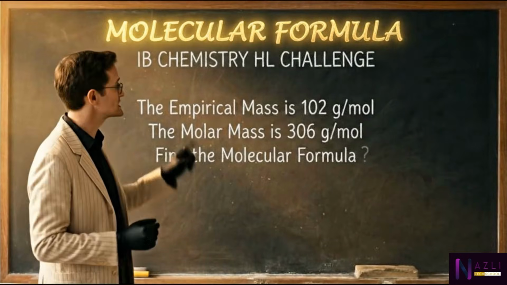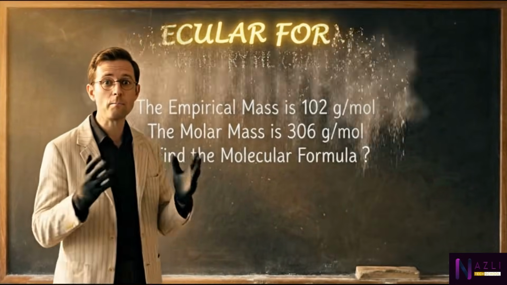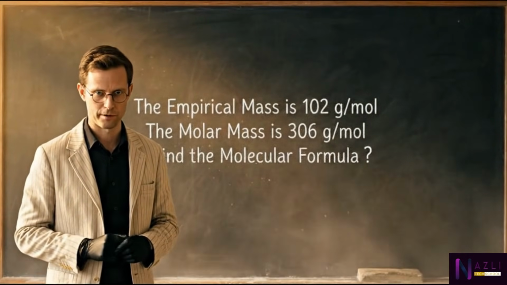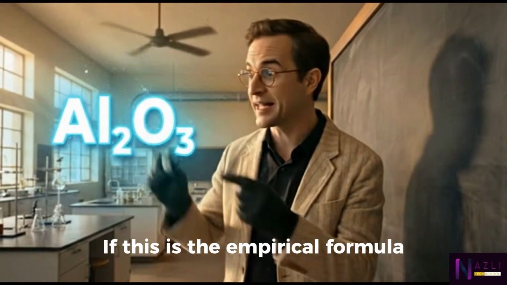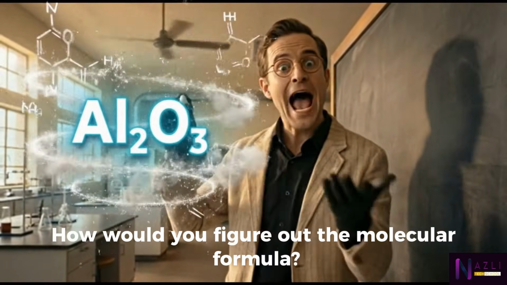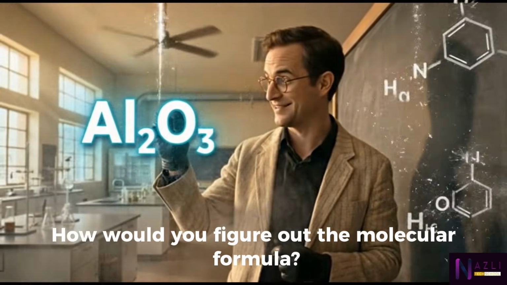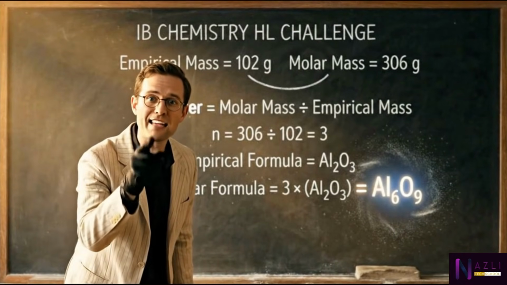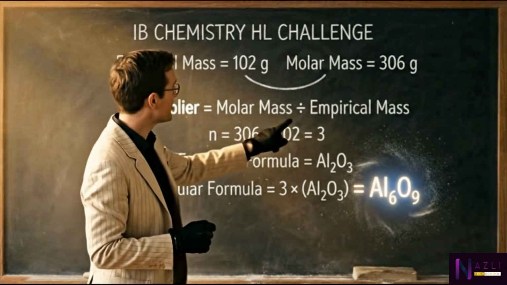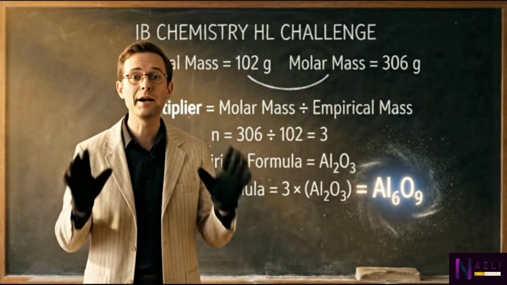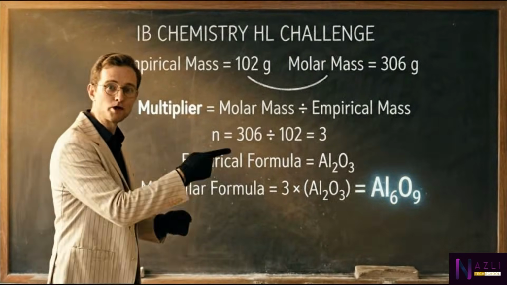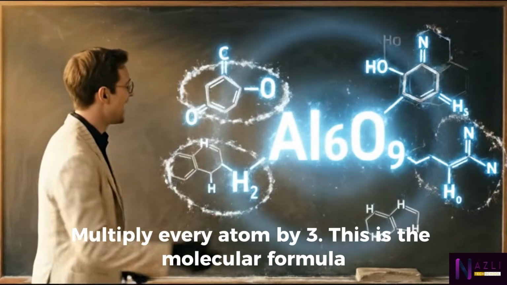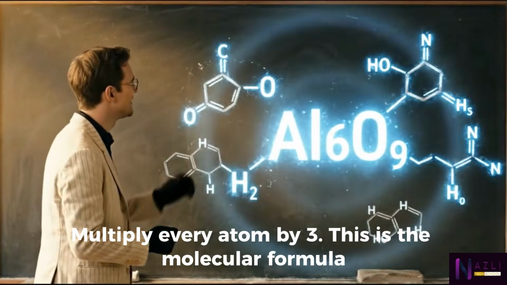The empirical mass is 102 grams per mole, but the molar mass is 306 grams per mole. Find the molecular formula. If this is the empirical formula and you know the real molar mass, how would you figure out the molecular formula? Let's find out. To master the IB finals, find the multiplier N. Divide the real molar mass by your empirical mass. In this question, the multiplier is 3. Multiply every atom by 3. This is the molecular formula.